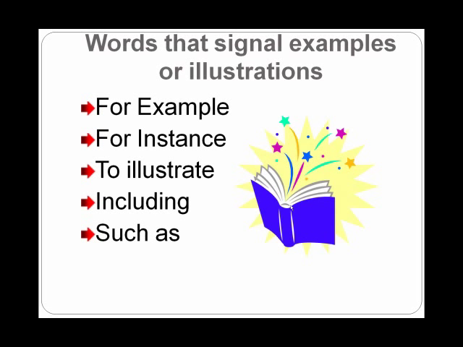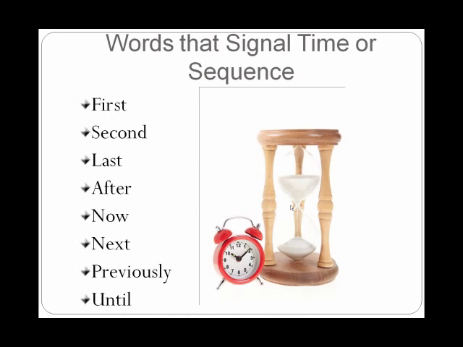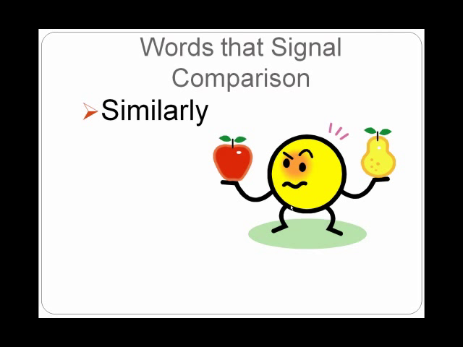Words that signal time or sequence. The student needs to know things in a particular order: first, second, last, after, now, next, previously, until. Words that signal comparison. What's important in this passage is what is the same or different about two things: similarly, likewise, like, as, just as.